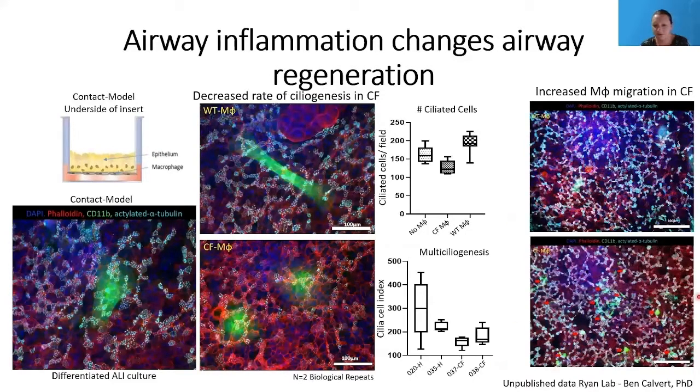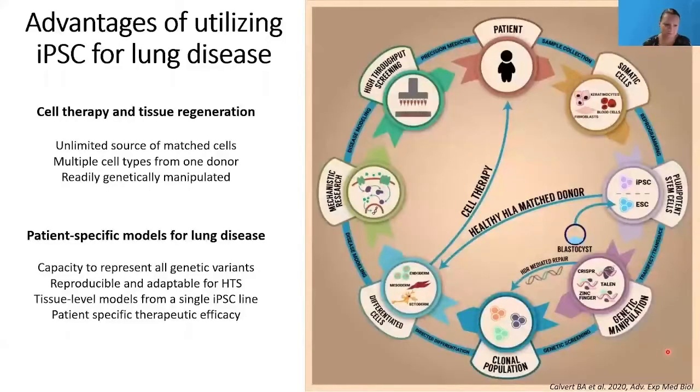Another thing we observed was an increase in macrophage migration with the CF macrophages through the epithelial layers, which can be seen by the macrophages protruding through the epithelium, as indicated by these red arrows. We also see functional differences in the macrophages, such as phagocytosis, and all of these seem to have an impact on the ability of the basal stem cells to function and differentiate. These are going to be interesting studies for us to follow up on.